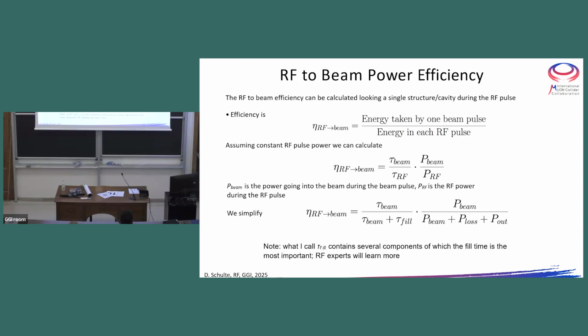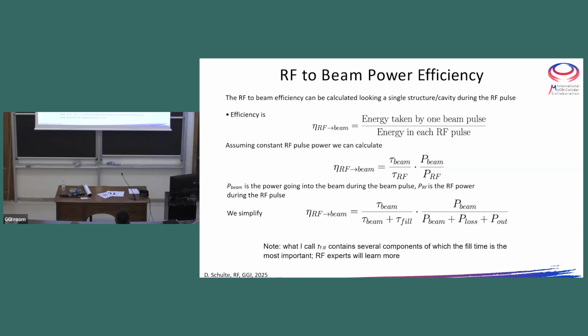Good. Now let's have a quick look. What is the RF to beam efficiency? That's basically the energy taken by one beam pulse divided by the energy you put into the RF pulse, sending it down. That's trivial. Now in a simple model, you can assume that the RF pulse is, in many applications, just a constant power for some time. That's called tau RF. And the beam pulse is shorter in time because you need to fill the cavity first before you send beam into it. And so you have to divide the tau of the beam by the tau of the RF. That's the first inefficiency factor that you get.